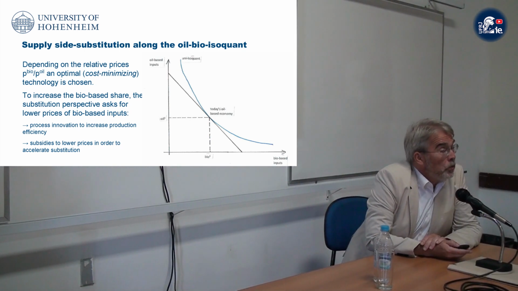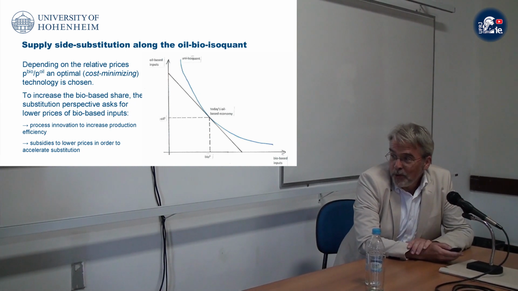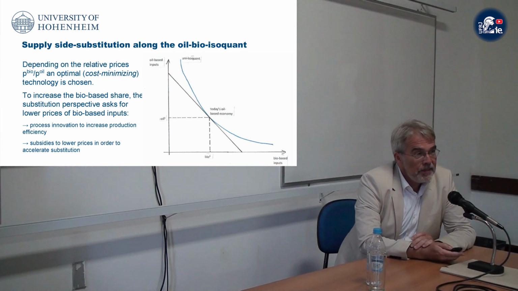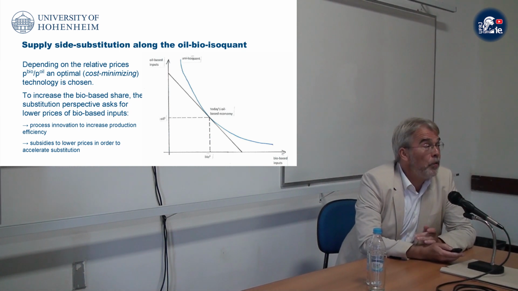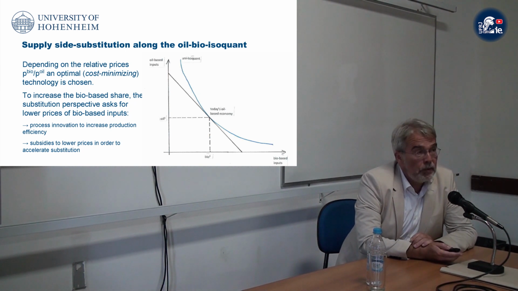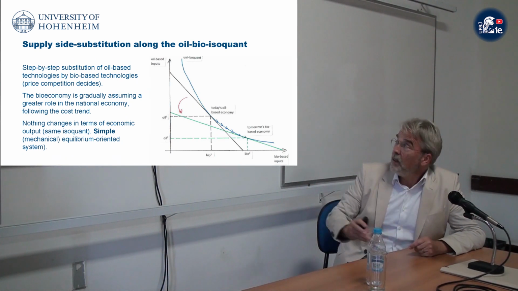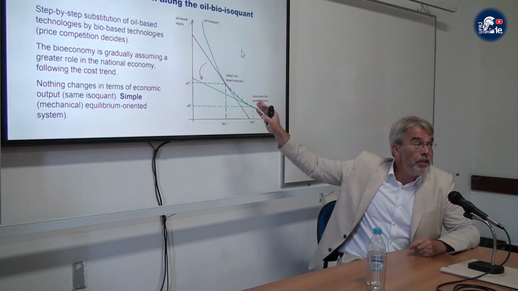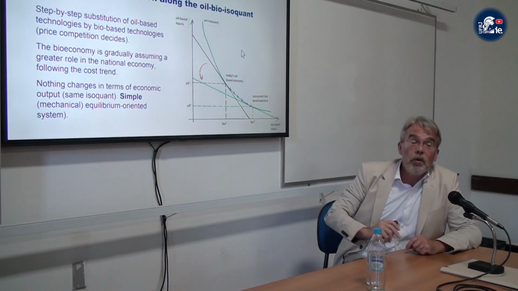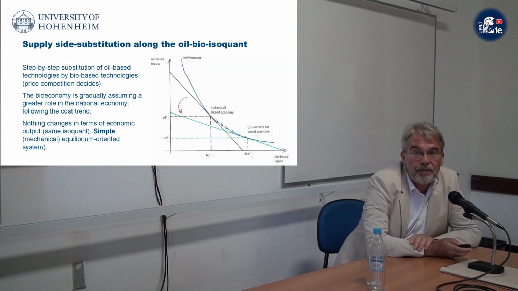Now the plan is to increase the share of the bio-based inputs, and there are two options for this. Either the government is subsidizing the bio-based ingredients, or we have innovation, process innovation. We make the bio-based ingredients cheaper. And what is happening is displayed on this picture here. So we have a new price line, and the economy is step by step adapting to the new optimum where we have a higher share of bio-based inputs.